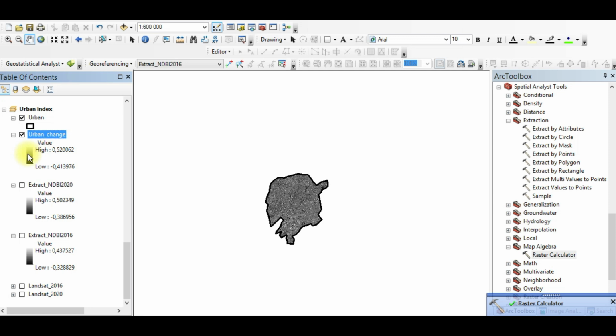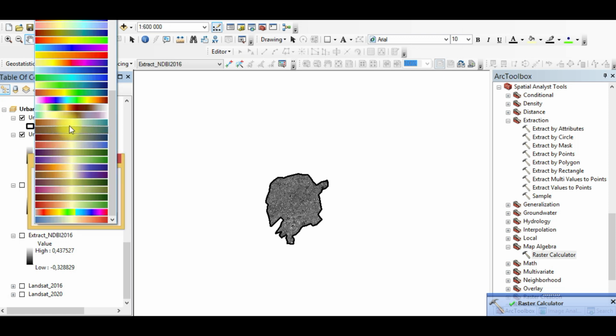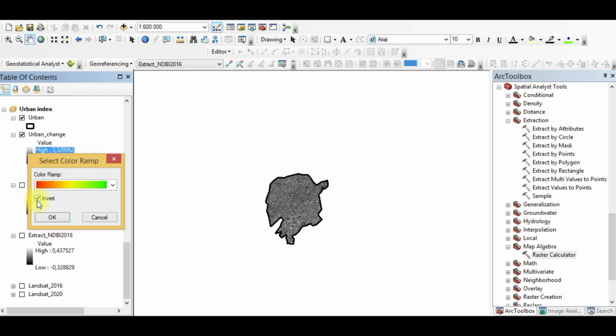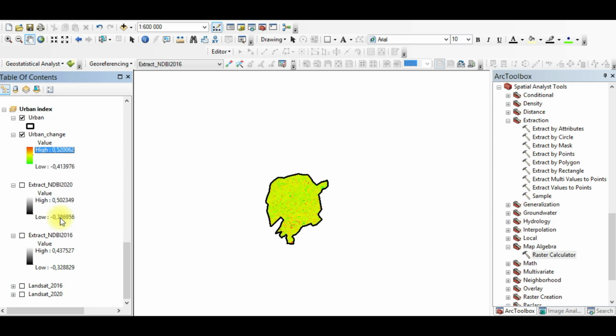So this is the urban change, and let's change the color ramp from high to low. We can use this one and click invert order. So these red colors will be high urban change. It means urbanization rate and increase of built-up areas, and the green one is decrease.